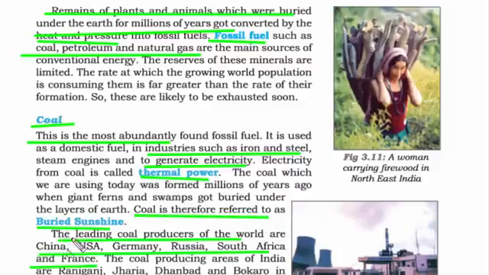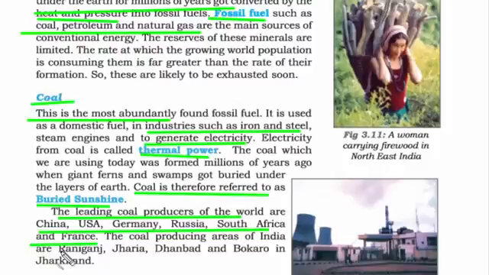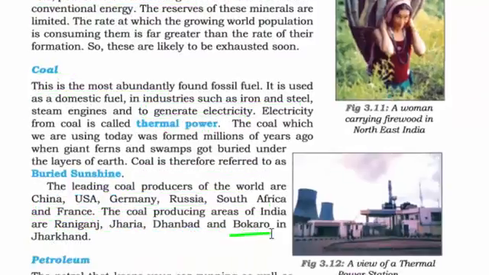So the leading coal producers of the world are China, USA, Germany, Russia, South Africa and France. In India, coal is found in Raniganj, Jharia, Dhanbad and Bokaro in Jharkhand. So you see Bokaro steel plant in Jharkhand, and we have read before that coal is used in industries such as iron and steel. So now you know that industries are also created close to the source of resources.